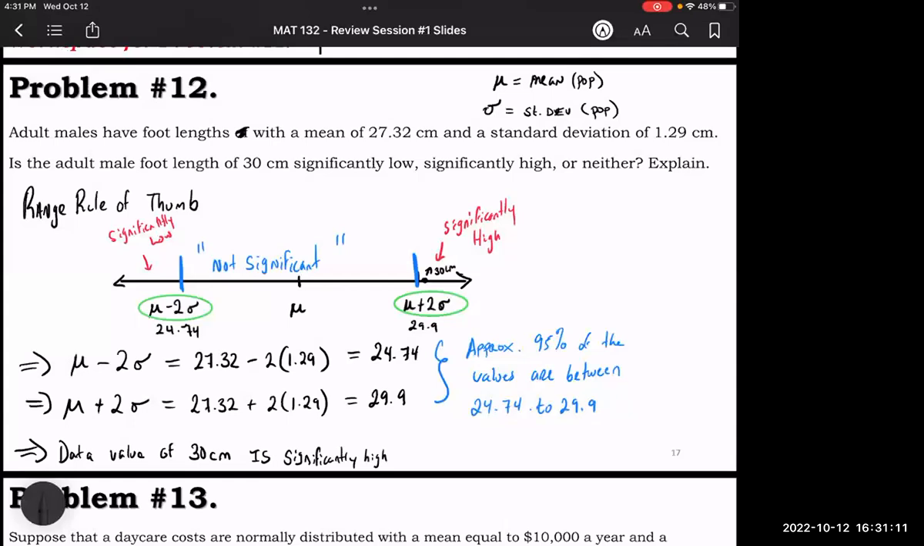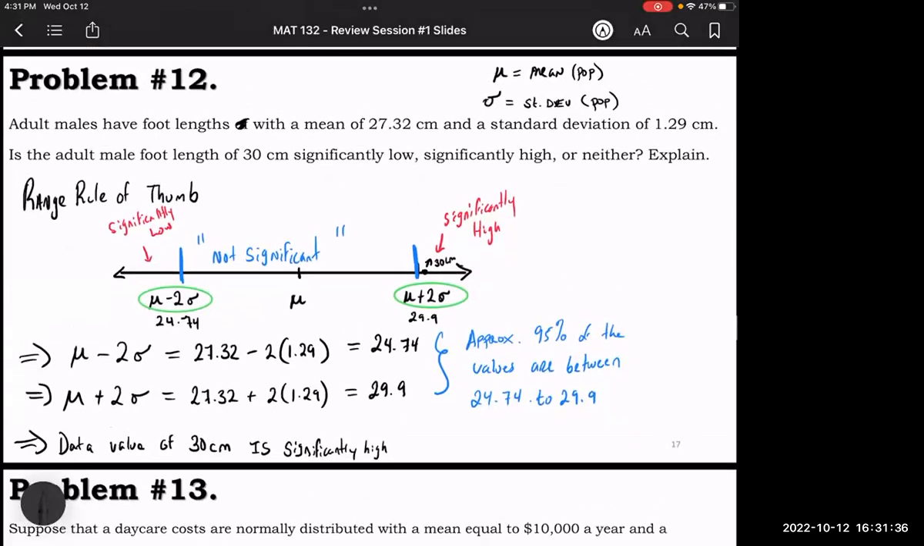Any questions? That's the answer to problem 12. There's the range rule of thumb, and there's another rule that follows after it. By the way, one rule that I'm not going to be covering is Chebyshev's theorem. Instead, I'm doing the empirical rule, which we're going to see in problem 13. Is it okay if we move on?